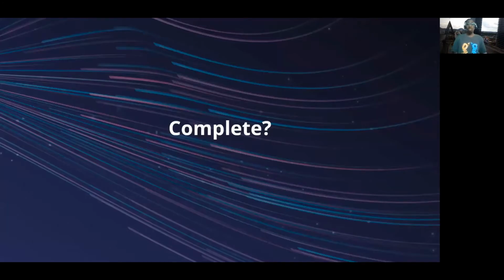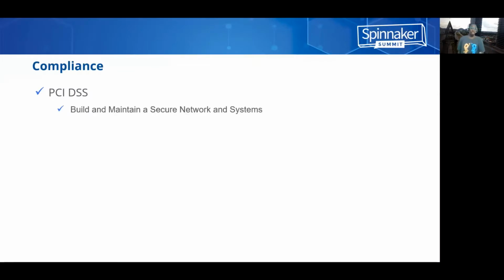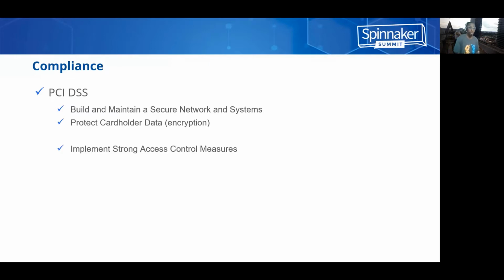So can we mark everything as complete? Can we say we've finished creating a pipeline for the bank? Let's look at the requirements the new Digital International Bank gave us. In terms of PCI DSS, yes, we've built and maintained a secure network because of the network partitions based on VLANs. Are we protecting cardholder details? Yes, definitely. We've checked that on the code, we've checked that when it's deployed, and we've also ensured that we have encryption all around. Implementing strong access control measures, definitely.